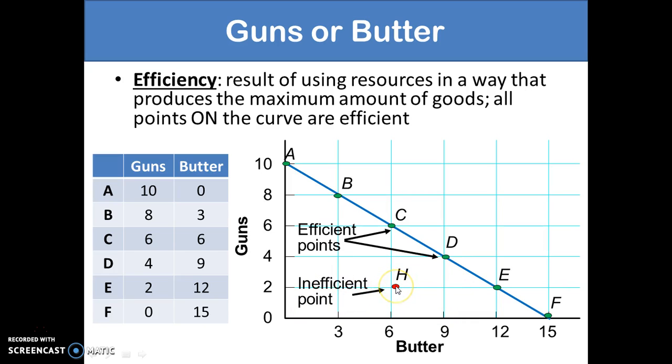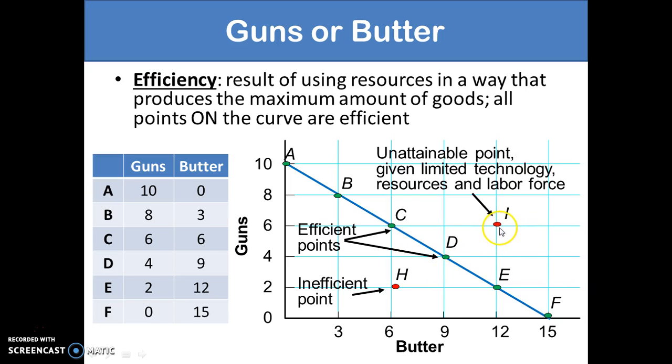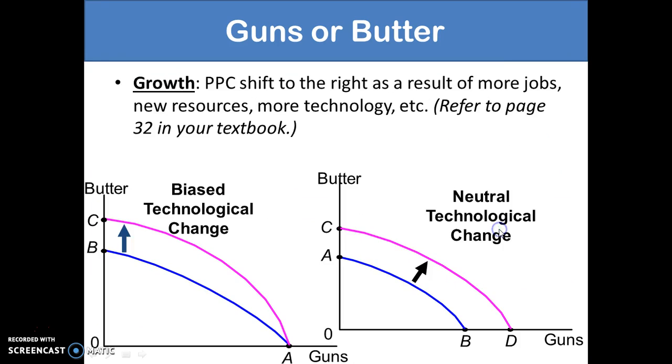In letter H, we could be producing 4 guns or 9 butter, or even a point of efficiency, 9 butter and 4 guns. This is still not yet possible. We don't yet have those resources.